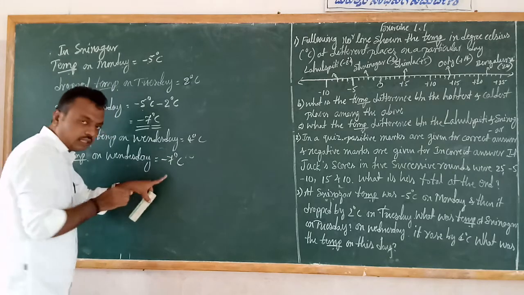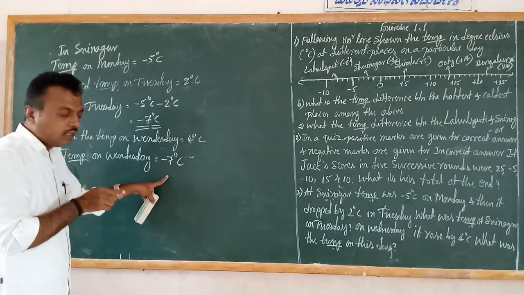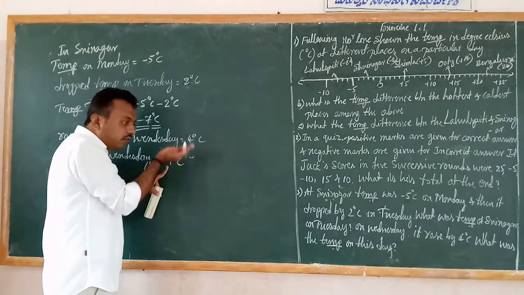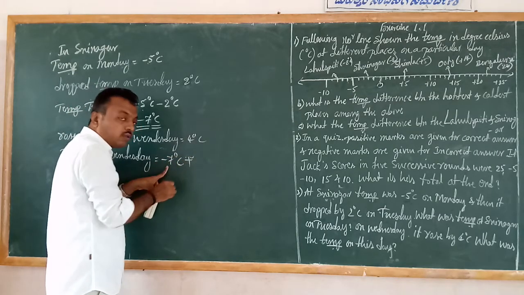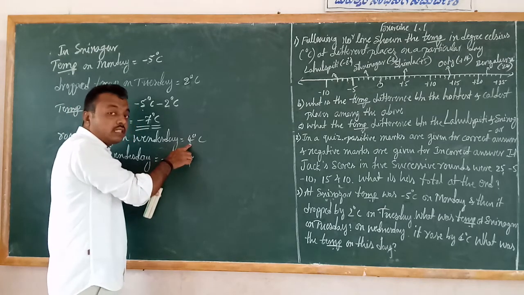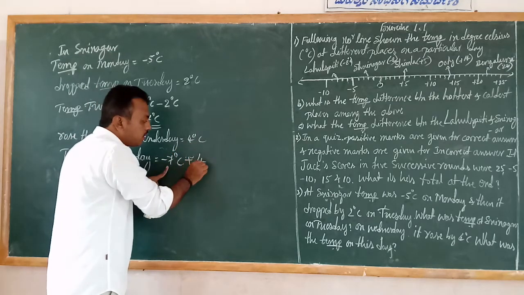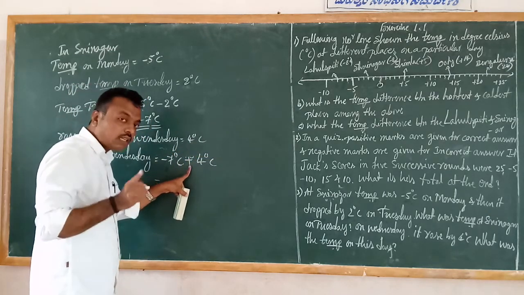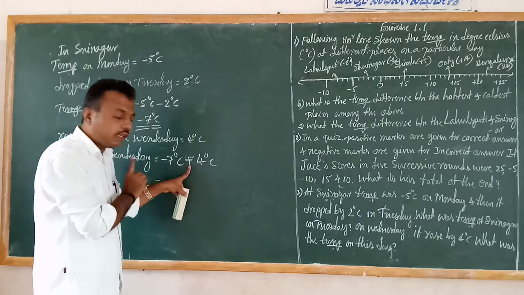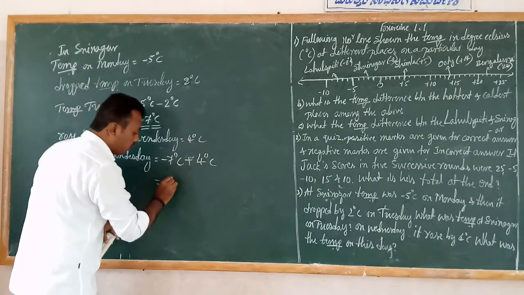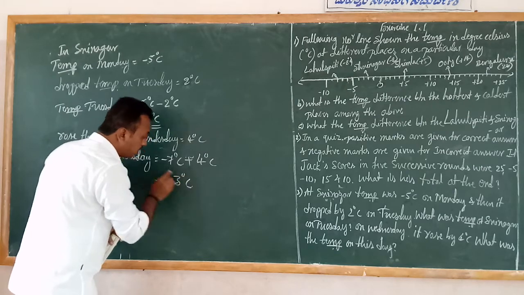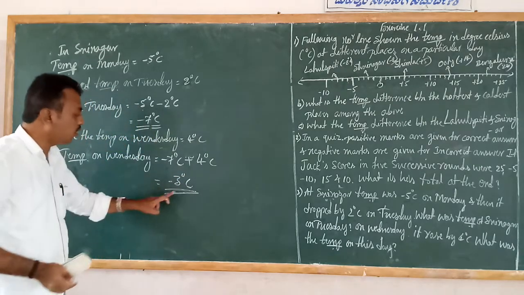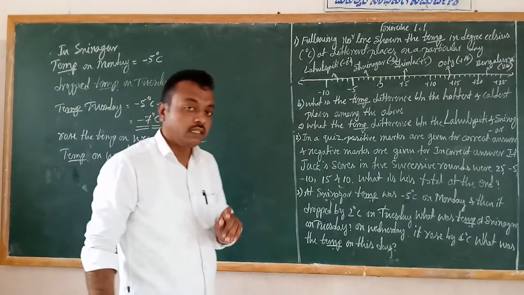Minus 7 degrees Celsius is there on Tuesday. So on the next day, Wednesday, the temperature will rise. Rise means we have to do plus. How many degrees Celsius does it rise? 4 degrees Celsius. So here negative is there, here positive is there. Signs are different, so we have to do subtraction. 7 minus 4 is 3 degrees Celsius. So with the negative sign, it is minus 3. So the temperature on Wednesday is minus 3 degrees Celsius.